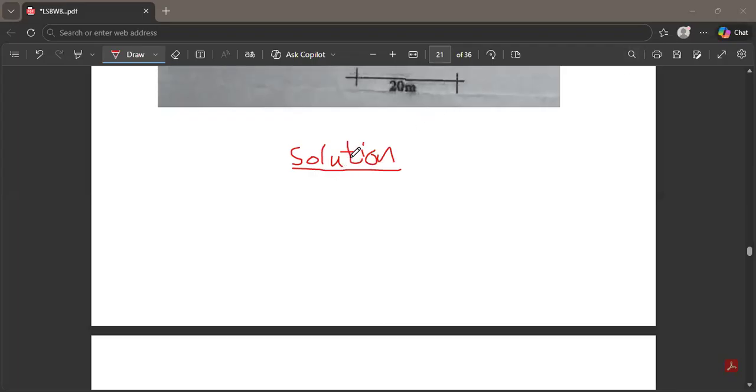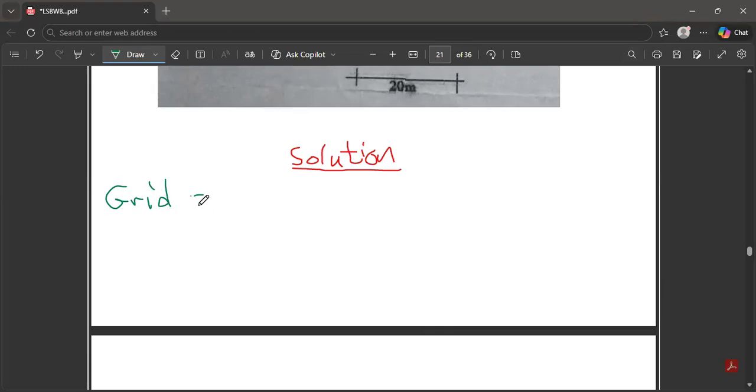So in our solution, first of all, you realize that the distance between the grids is 20 meters. So to calculate the grid spacing we have to multiply 20 by 20. Our grid spacing is going to be equal to 20 times 20, so 20 meters times 20 meters. We are going to get 400 meters squared.